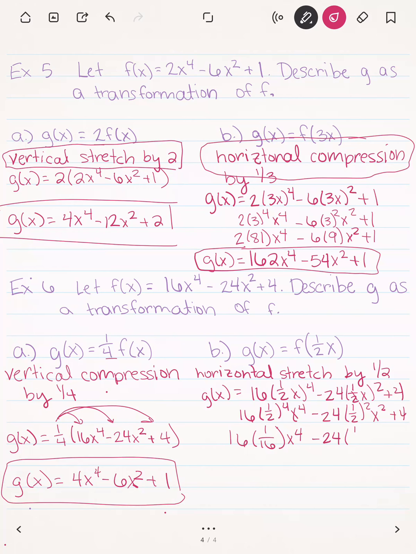1 squared is 1. 2 squared is 4. x squared plus 4. So now I just multiply, or I can divide. So 16 times 1/16, or 16 divided by 16 is just 1. So I get x to the fourth. Negative 24 times 1/4, or negative 24 divided by 4, is a negative 6x squared, and then plus 4. So this is my function that is a horizontal stretch by 1/2. So this is again the video for transformations of polynomial functions.